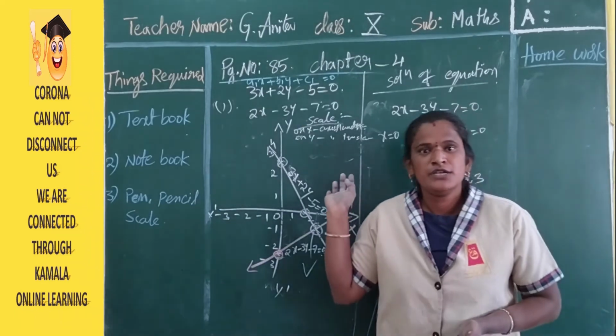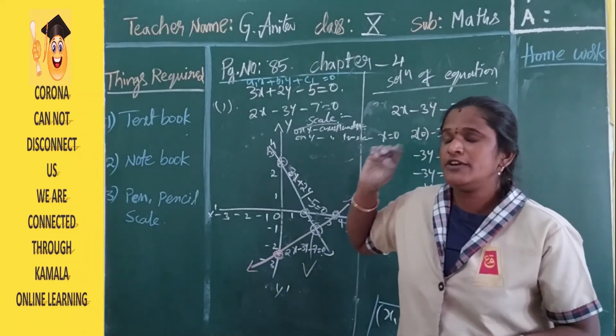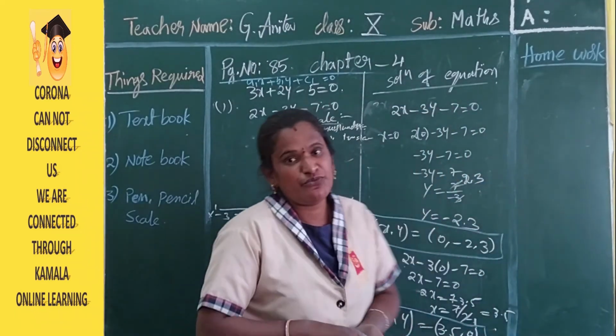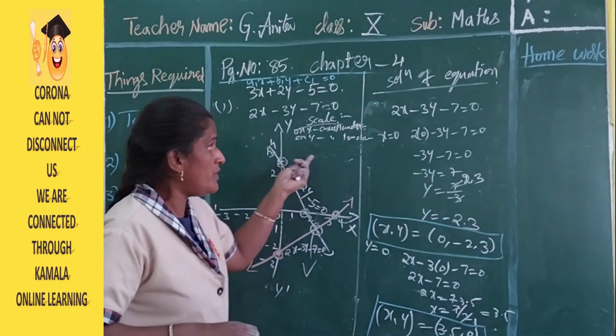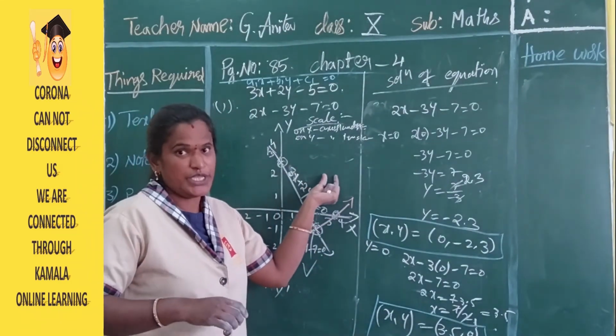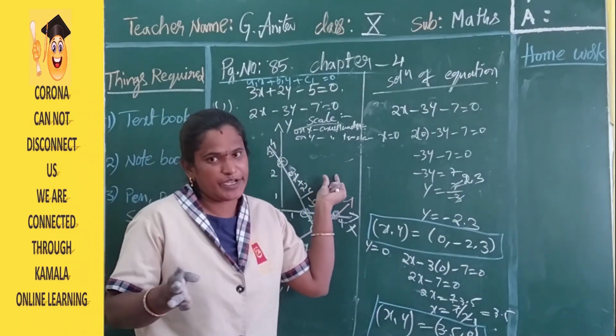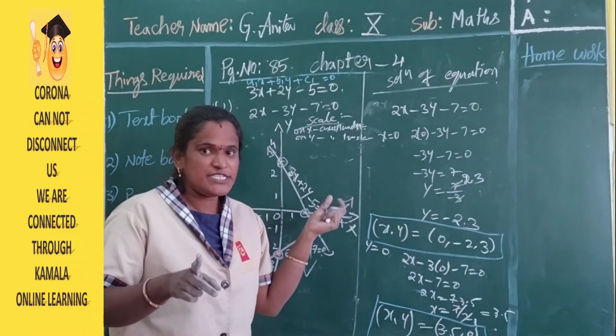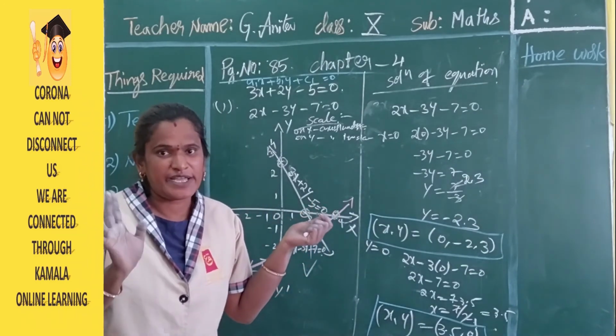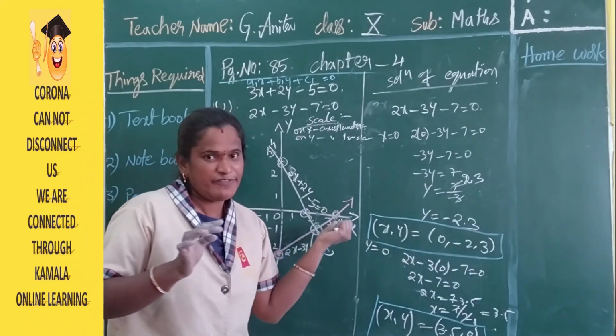Okay, clear students? It is the most important problem. Definitely in the final exam they will ask it in 4 marks questions. Graph problems they will ask using these methods only. These 3 methods are most important: intersecting lines, parallel lines and coincident lines. So first problem clear everyone?